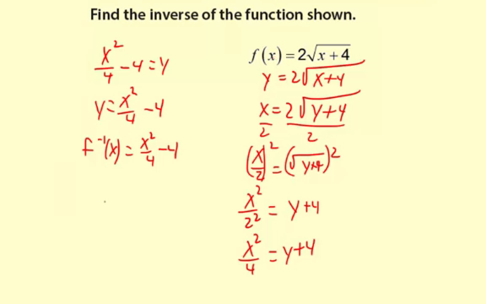Okay, so now I have to talk about the domain, because this inverse function is x squared divided by 4 and then minus 4. Well, that's going to be a parabola. And a parabola is not going to match up with this square root. So we need to look at the calculator and figure out what the domain is going to do.